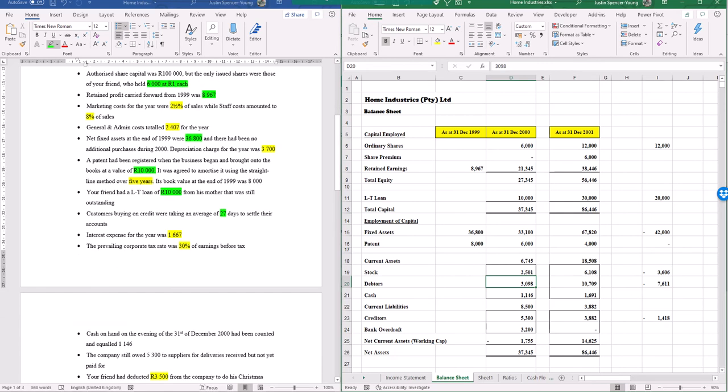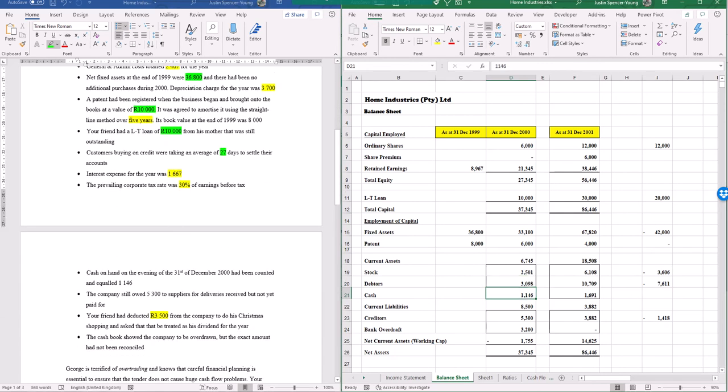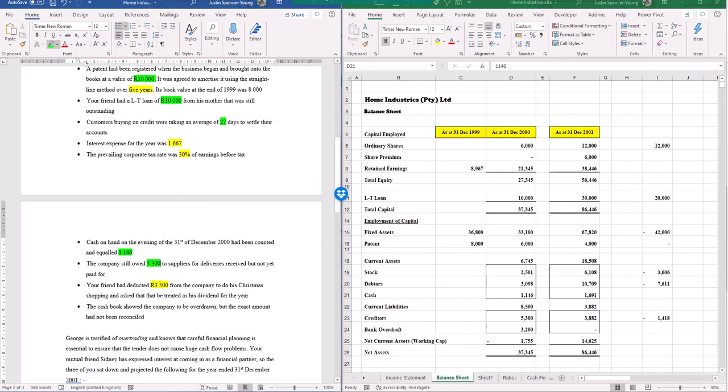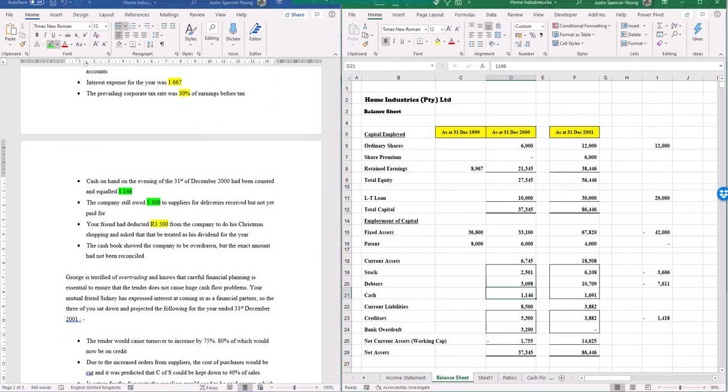All right. So cash was given. Is that right? Cash on hand. There we go. Take that number, plug it in. Creditors was given. Take that number, plug it in. And we are left with the cash book showed the company was overdrawn, but the exact amount still had to be reconciled. So right down here, we have to do a little calculation to work that out.